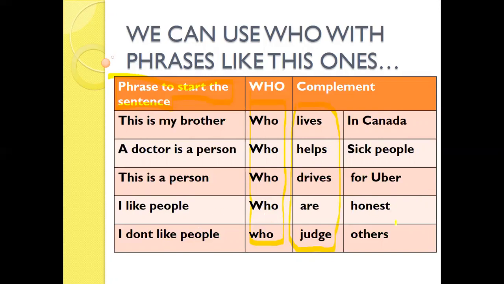I like people who are honest, another characteristic of these people. And I don't like people who judge others. Judging others is another characteristic of these people. Now let's move on to which.